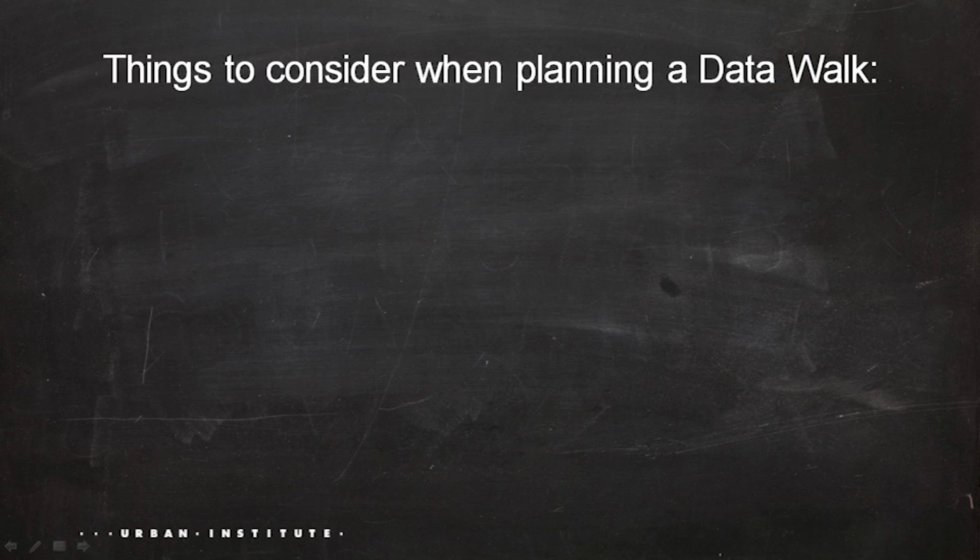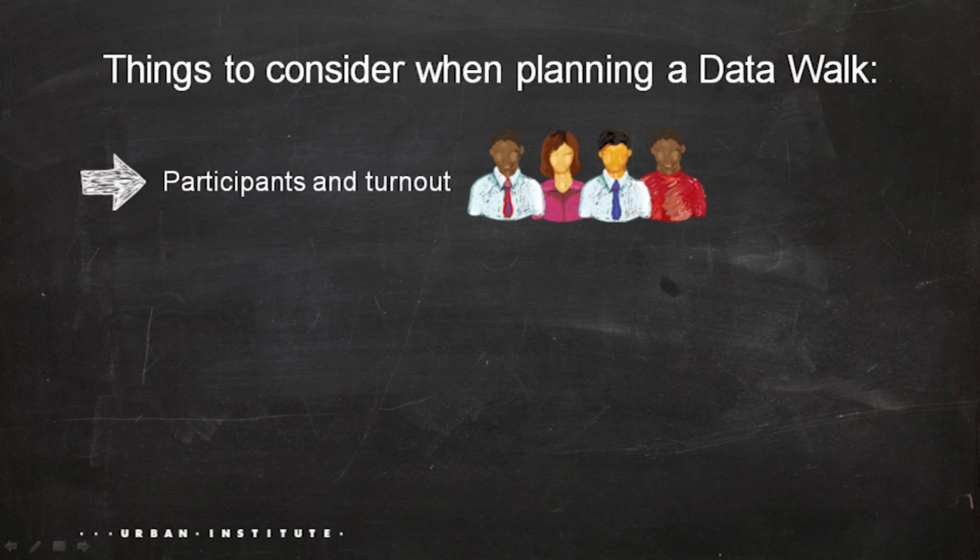You'll need more than just data for your data walk. Here's a list of some of the most important things you will need when planning your event. First, a comprehensive list of people to invite. Think about asking local community-based organizations and community leaders to help get the word out and help you find food, childcare, and a translator if multiple languages are spoken in your community so all participants can engage fully.